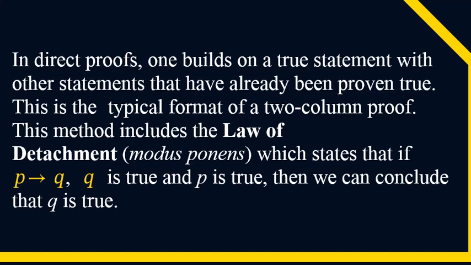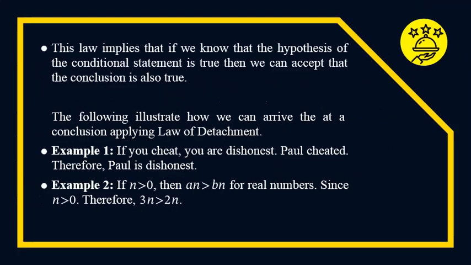This method includes the law of detachment or the modus ponens, which states that if P, then Q; P is true. Then we conclude that Q is true. This law implies that if we know that the hypothesis of the conditional statement is true, then we can accept that the conclusion is also true. The following illustrate how we can arrive at the conclusion applying the law of detachment.